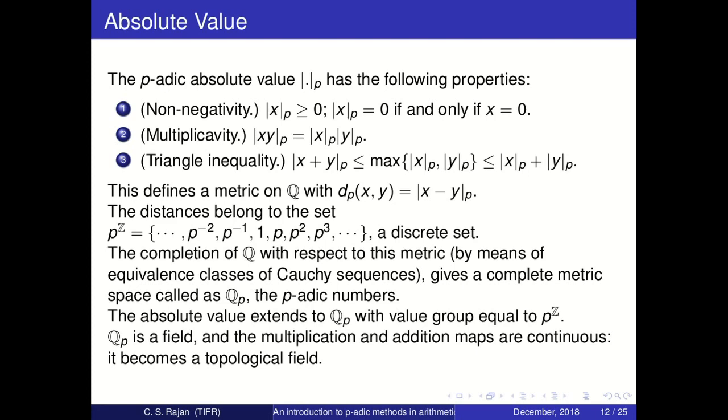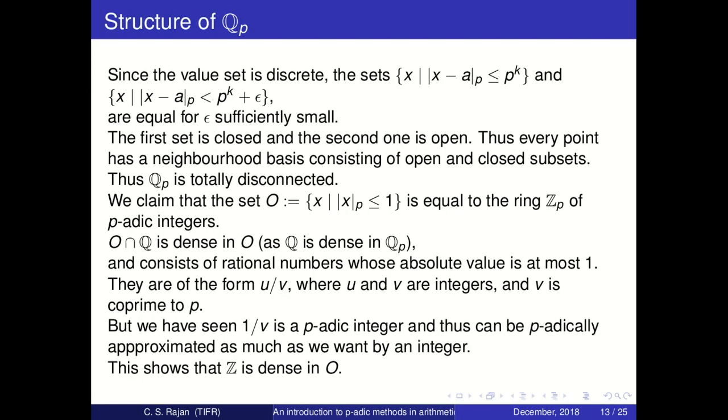Okay, now I want to relate the definition of p-adic numbers I started off with earlier, for rationals and integers, and I want to get back to that. Since the value set is discrete, the set of x with |x minus a| less than or equal to p to the power k, and the set with |x minus a| less than or equal to p to the power k plus epsilon, for epsilon sufficiently small, are equal. These two sets are equal.